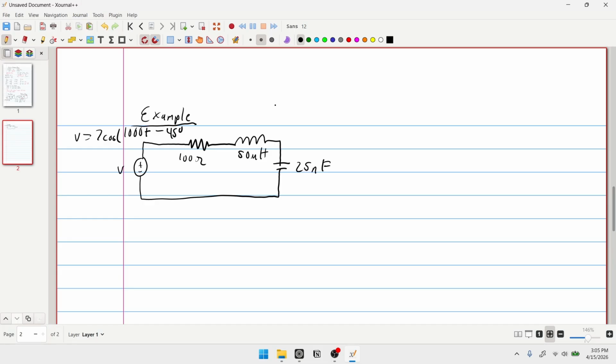So what we're going to do here is we need to convert this circuit into a steady state frequency domain equivalent.